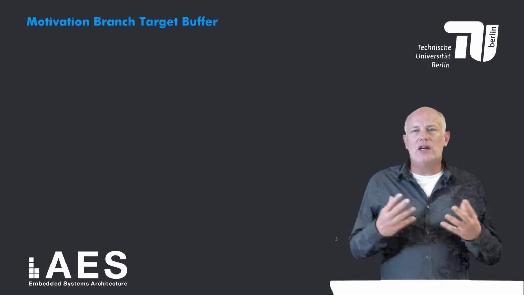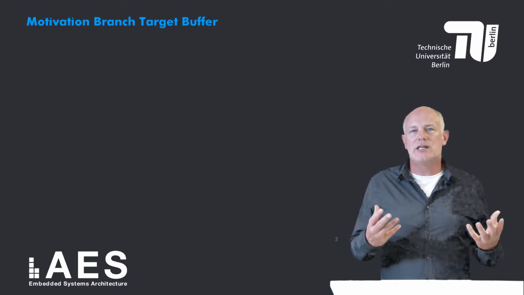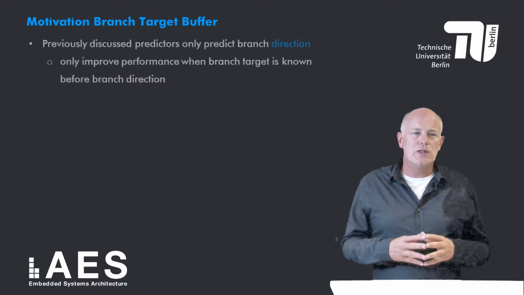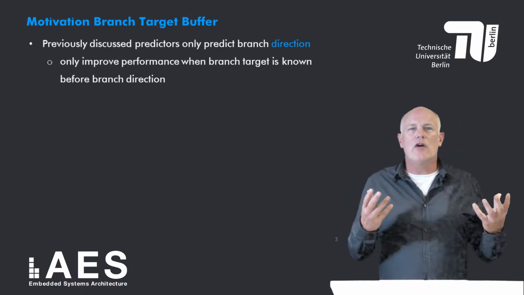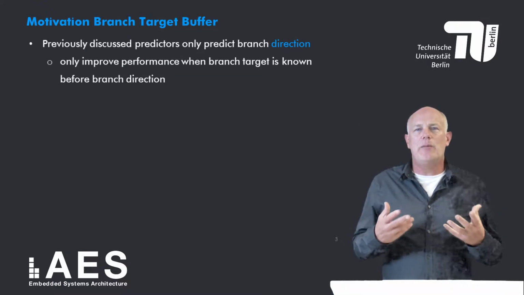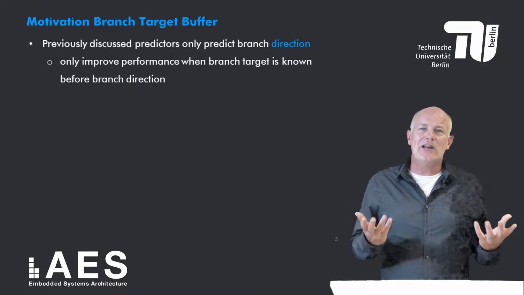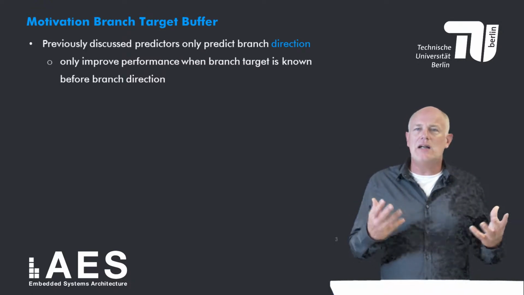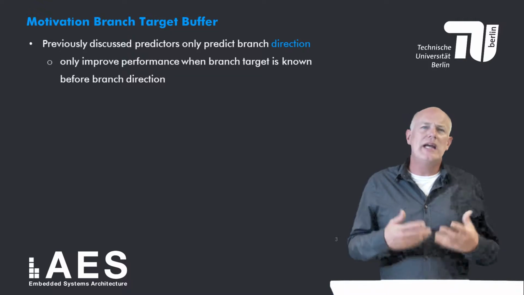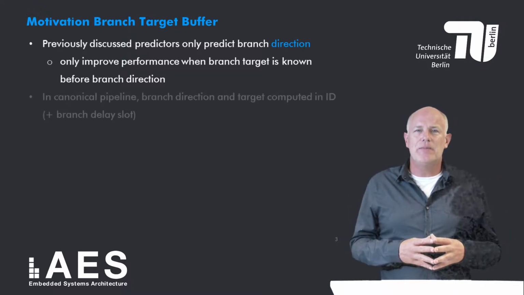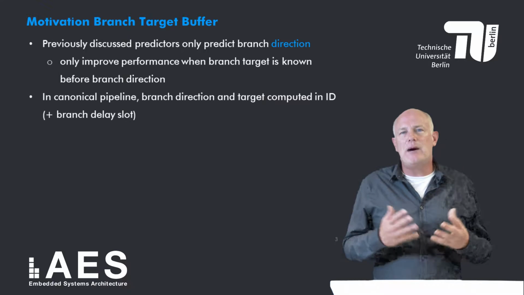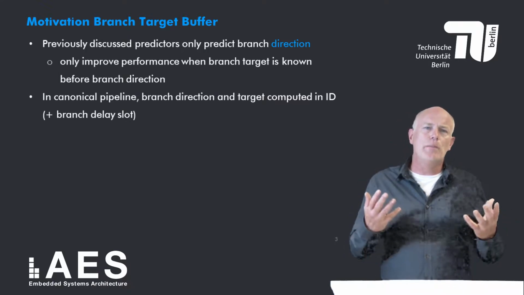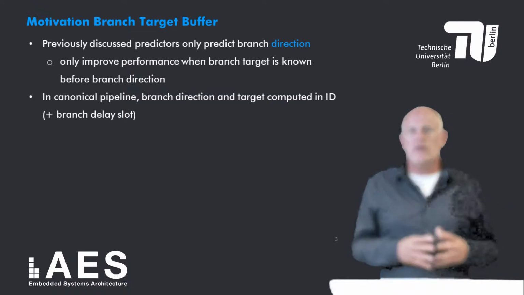The first technique to increase the instruction fetch bandwidth I will discuss is called branch target buffer. The reason for it is as follows. The branch predictors I discussed a few lessons ago only predict the branch direction, if it will be taken or not. Therefore, they only improve the performance if the branch target address, where it branches to, is known before the branch direction. In the canonical 5-stage pipeline, however, both the branch direction and the target address are computed in the second stage, the decode stage.